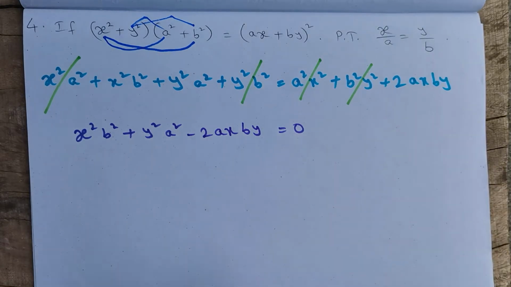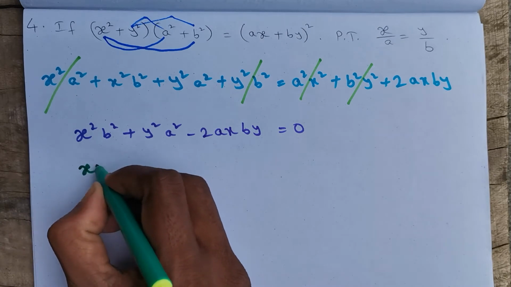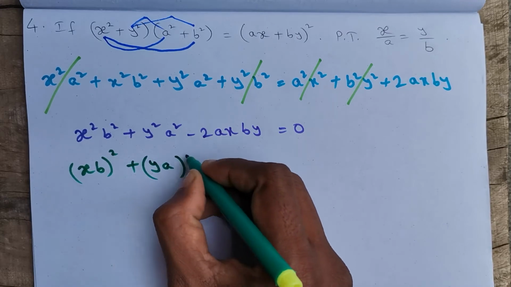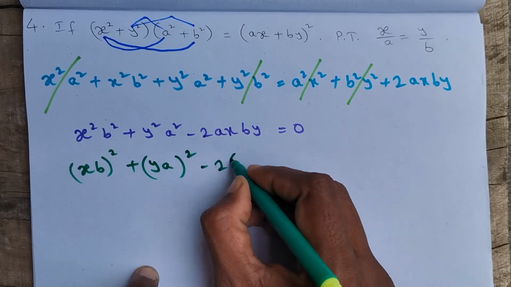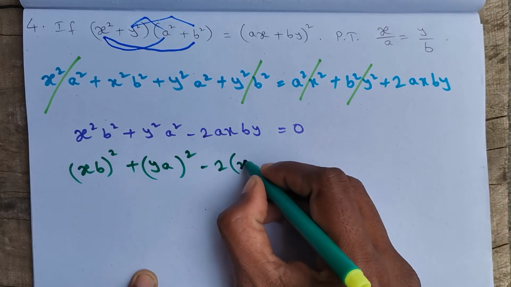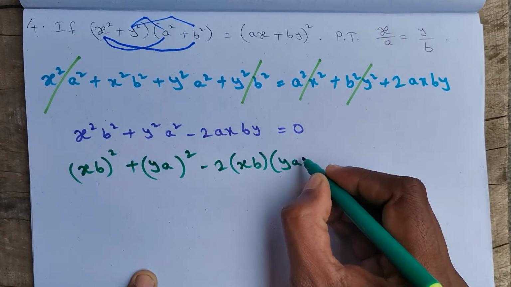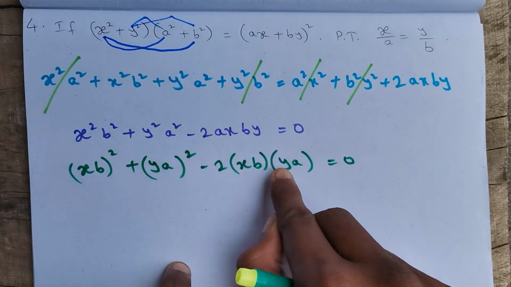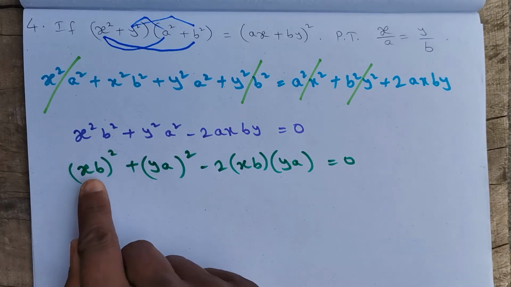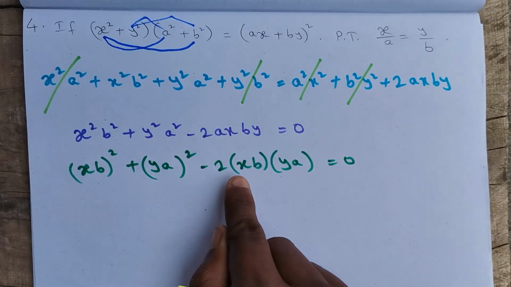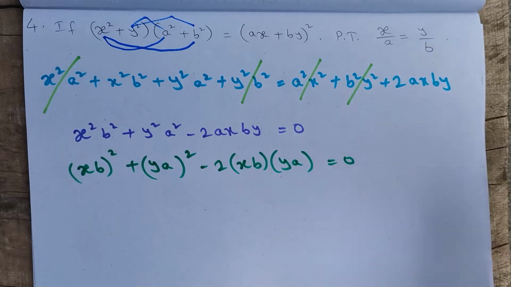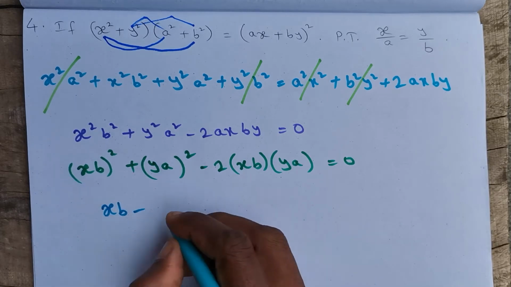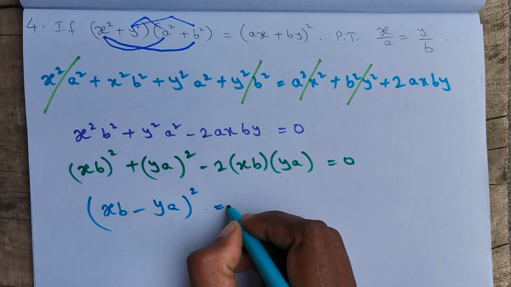Now if we observe it clearly, x square b square can be written as (xb) whole square, plus y square a square can be written as (ya) whole square, minus 2 into axby can be written as 2 into xb into ya, which is equal to 0. Here a is there, x is there, b is there, y is there. So now if we observe it clearly, it is in the form of a square plus b square minus 2ab, which is nothing but (a minus b) whole square. So a is xb, b is ya, and (xb minus ya) whole square is equal to 0.